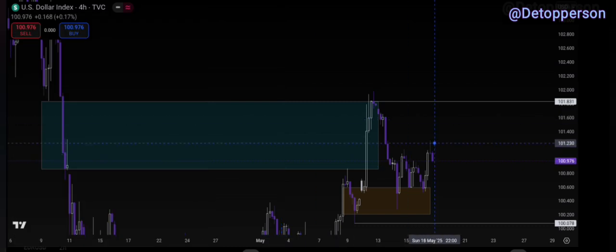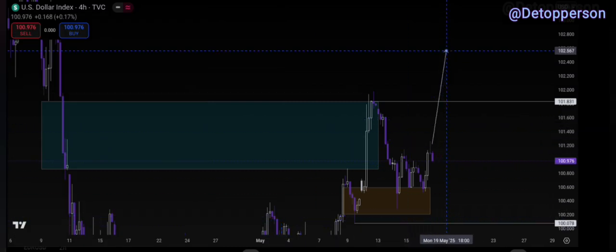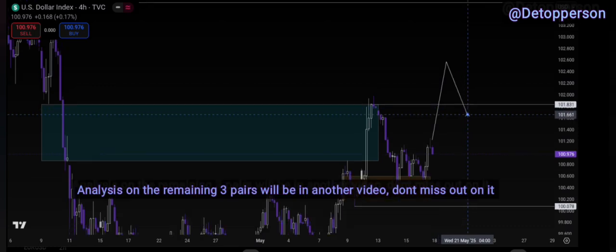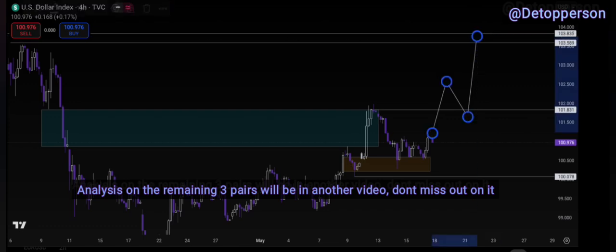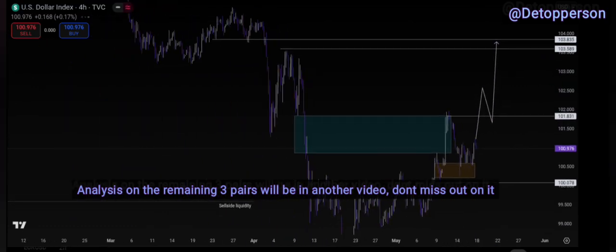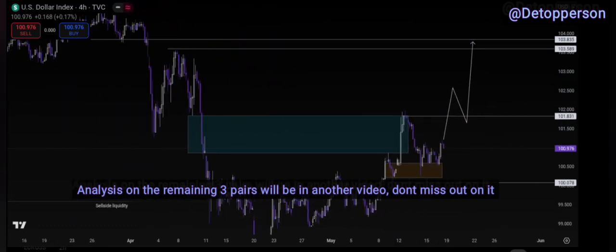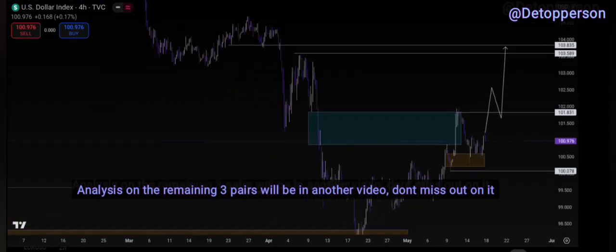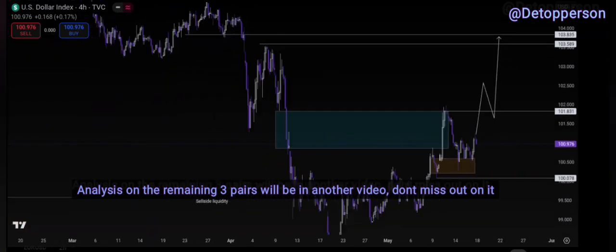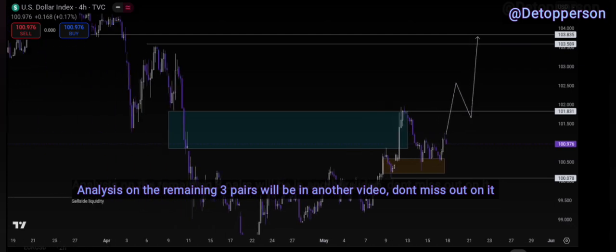I need to see a push probably after taking liquidity, then a push above, a retest, then I can start looking for buys to take out or to rebalance this price action right here. So that's my anticipation on DXY. I just want to see what price will do for me to anticipate. If not, for now, we'll just wait to see what the market does.